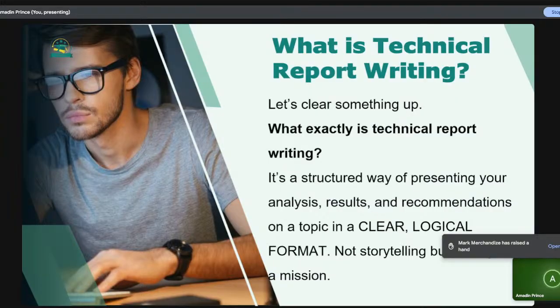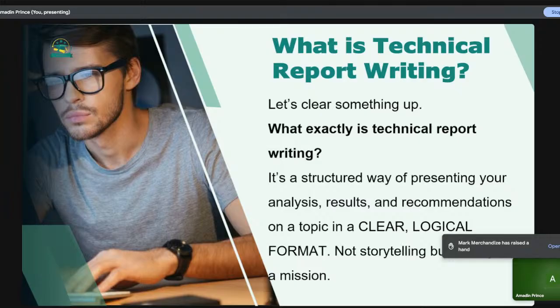What is a technical report? A technical report is a structured way of presenting analysis, results, and recommendations in a clear, logical format. If you observe, I capitalized the clear, logical format because it's not just about presenting your work. I don't care about your presenting. I care about understanding. As your audience, I care about understanding what you are doing. So ensure your report is clear and placed in a logical format.